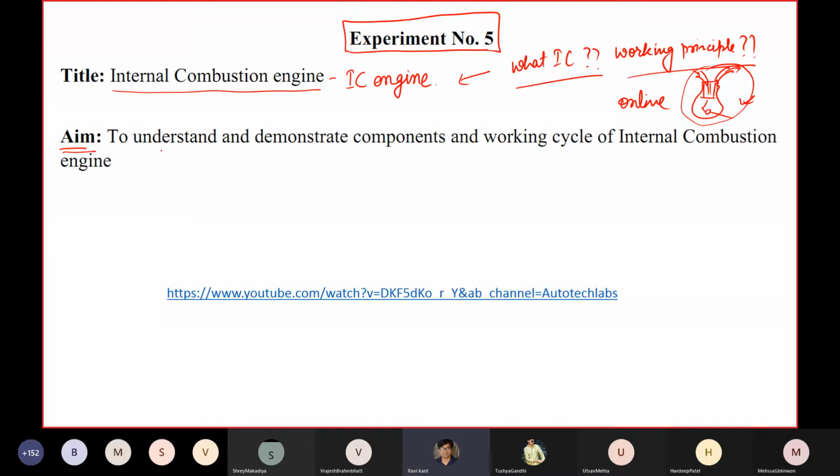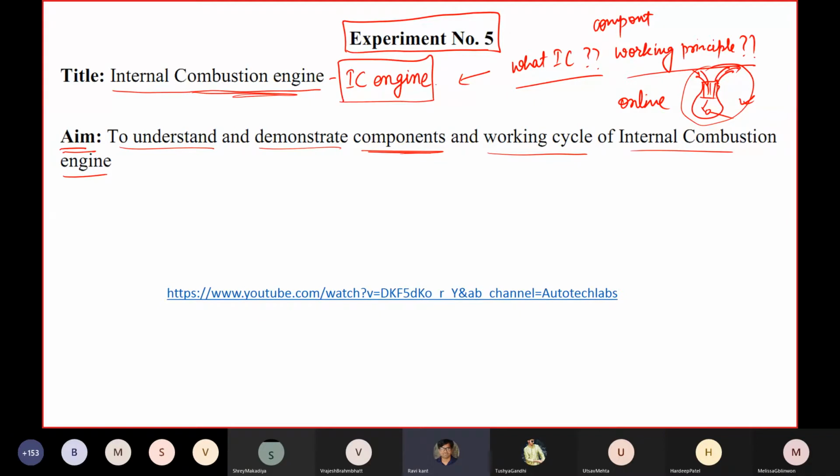So our aim is to understand and demonstrate the components. Also, we will be looking at the different components that your internal combustion engine incorporates, and the working cycle of the internal combustion engine. I hope that most of you know what an IC engine is all about.